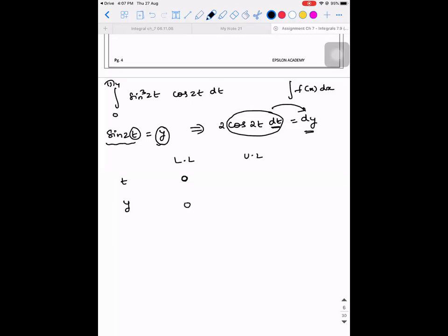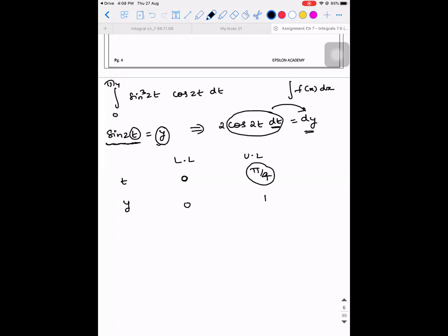Then what is the upper limit? Sorry, upper limit is pi by 4. If I substitute this pi by 4 in the place of t, wherever I have substituted sine 2t as y, then I'll get sine 2 into pi by 4, which is sine pi by 2. Sine pi by 2 is 1.